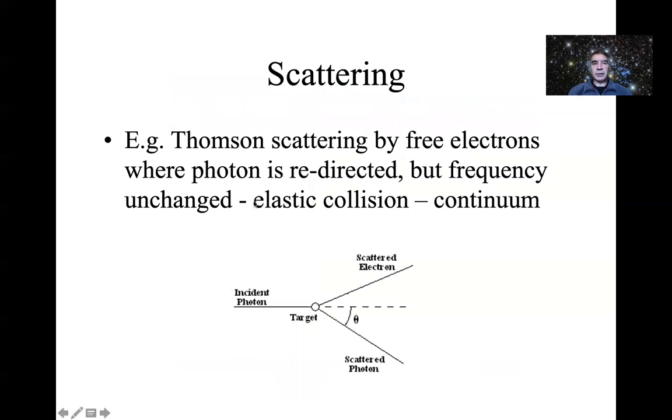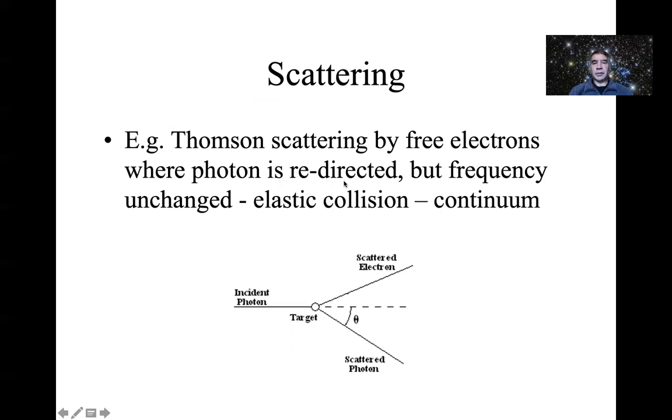We can also have scattering processes. In scattering, we do not destroy the photon, we just change its direction. But if you're looking along a particular line of sight and an electron comes along and scatters the photon out of that line of sight, then of course you no longer see it. So sometimes it's difficult to tell whether it's been absorbed or scattered. But there's a particular type of scattering which occurs out there in the universe, which is Thomson scattering. These are free electrons, so they're a long way from any ions.